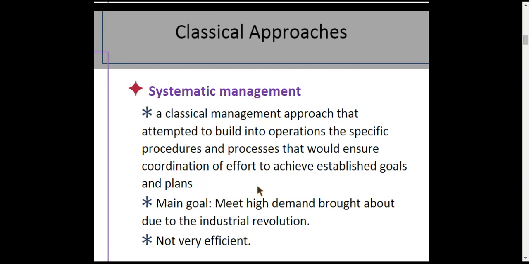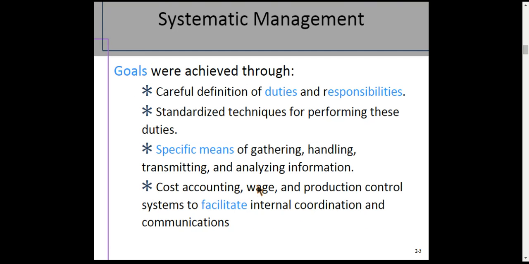So different approaches to management, systematic management: specific procedures and processes that would ensure coordination. So the main goal was to meet high demand brought about due to the Industrial Revolution. It wasn't really efficient because they kind of hadn't figured out all the kinks yet. So goals were achieved through duties and responsibilities.